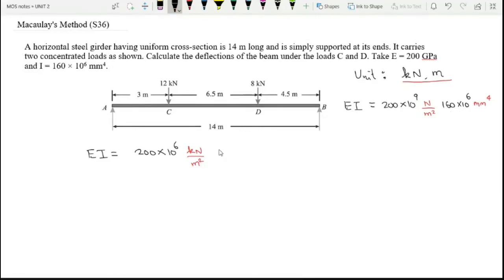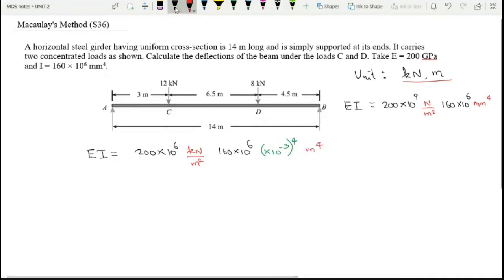I will write this entire thing 160 into 10 power 6. Now I'm going to convert this mm to meter. When I convert mm to meter, what happens is you have to multiply with 10 power minus 3. So divided by 1000, right? But this is mm power 4. So which is 10 power minus 3 power 4. So this will be in meter power 4.